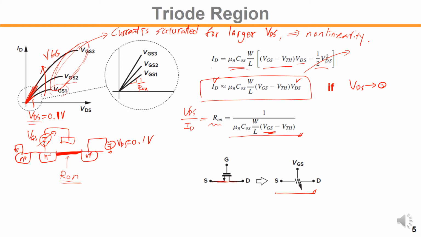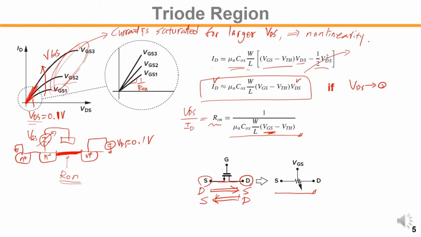So in triode region, it is quite confusing sometimes which one is source and drain. As I mentioned before, the source and drain in triode region depends on the current direction. If the current flows from left to the right, that means the higher voltage is drain and the lower is source. If the current flows right to the left, that means the right is drain and the left is source.